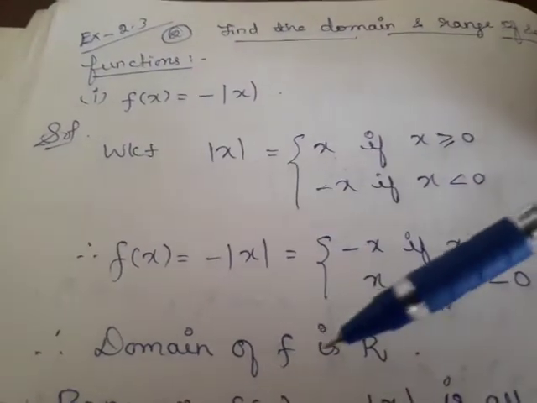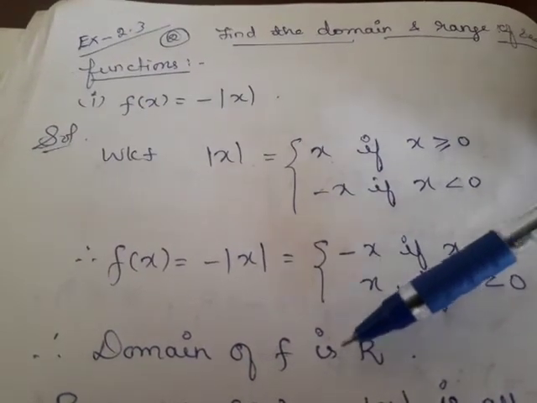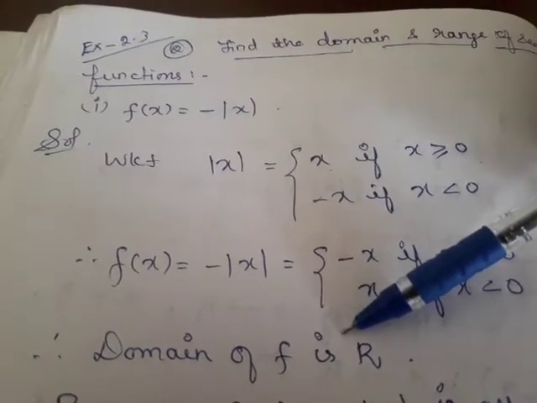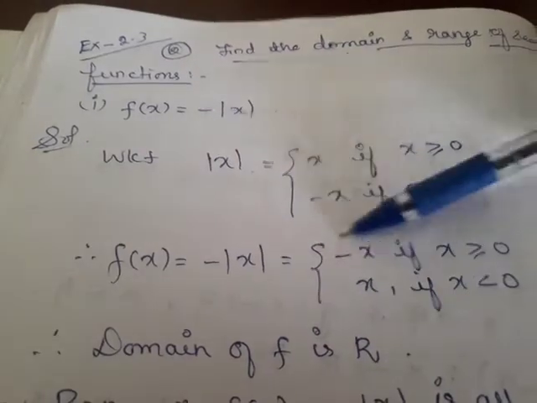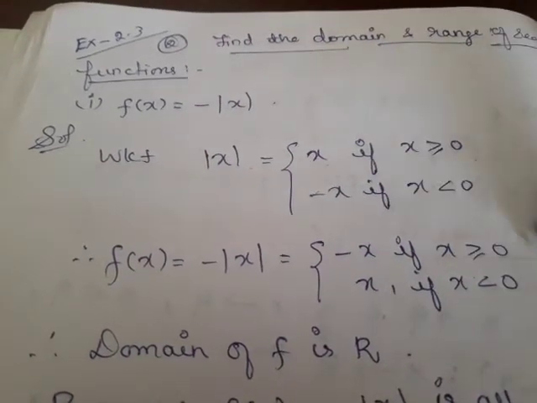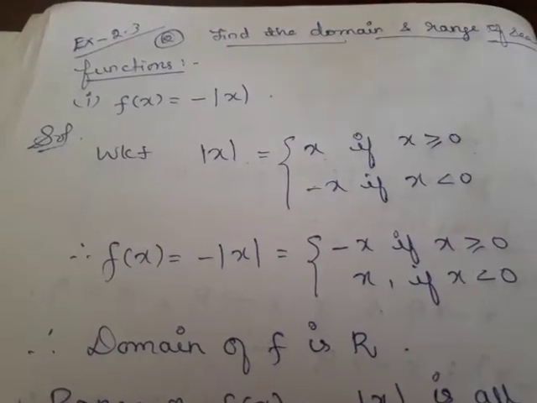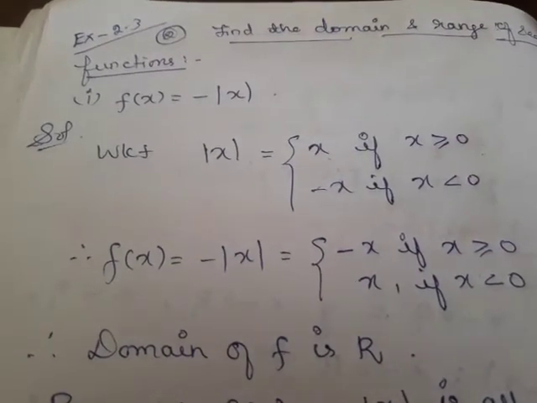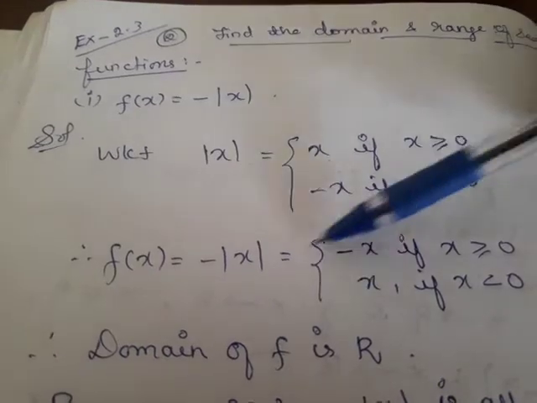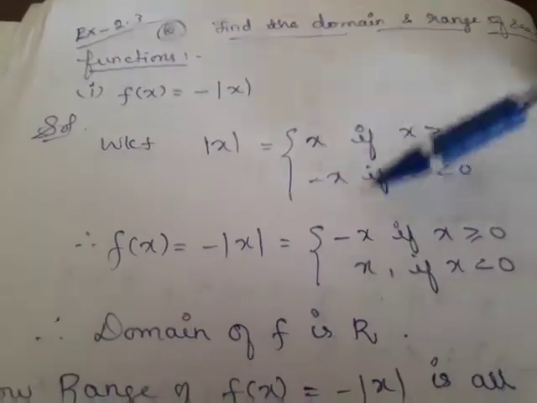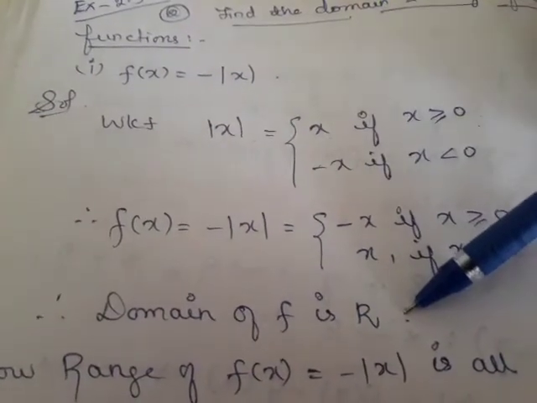Now come to the domain of f. What will be the domain of f now? This function is very well defined for all values of x, for all values of x including 0. Therefore, it is nothing but the set of all real numbers. For all real numbers, the function is clearly defined. Therefore, the domain of f is R.